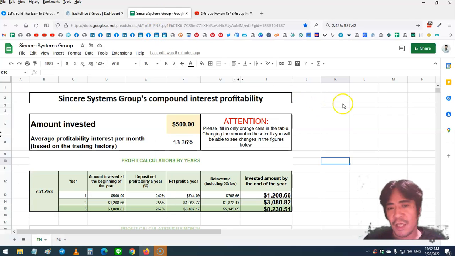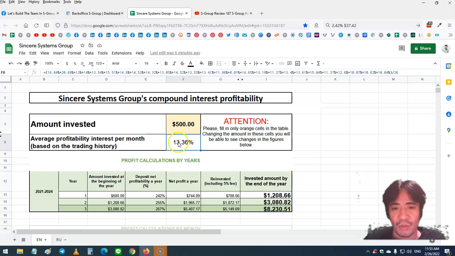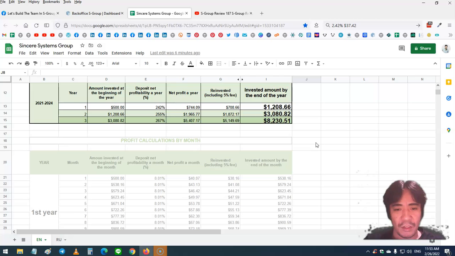Let's say you start investing $500 today, and let's see how it goes. In this calculator, I put the amount invested, $500, and this part here is 13.36%. This is the average monthly income. I put in the actual percentages from the last 26 months, so they're really achievable numbers. And let's go down. This calculator shows the next 3 years.